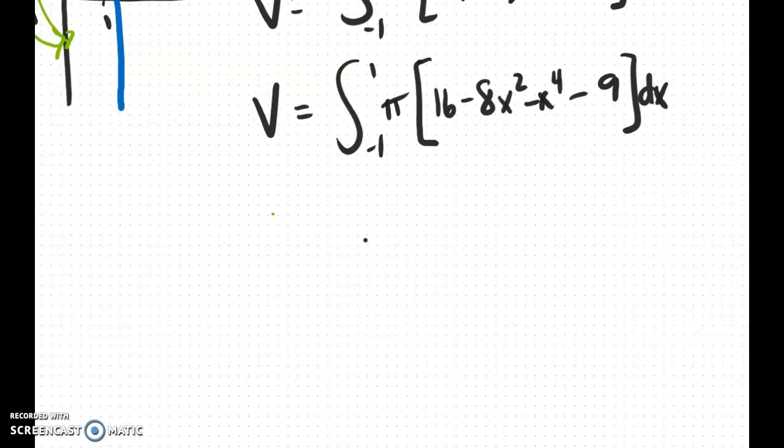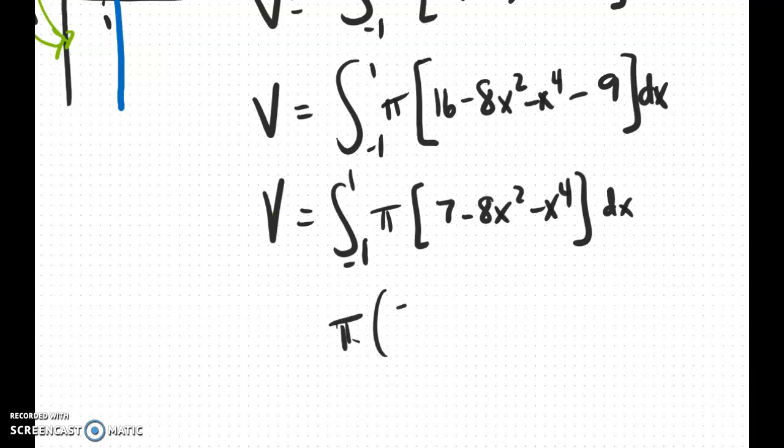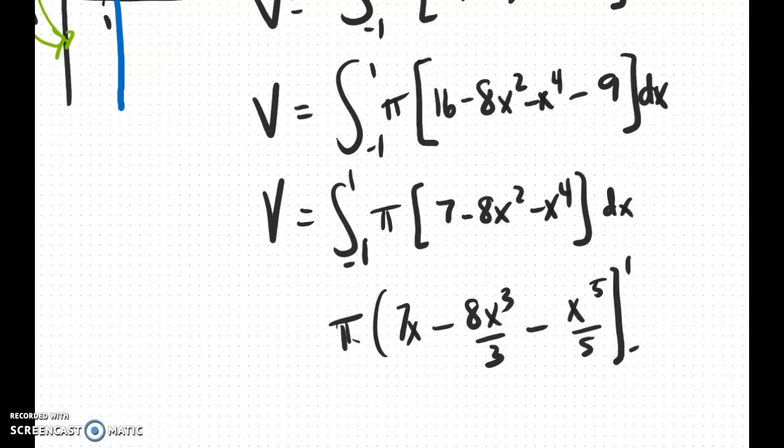Now let's continue. Let's clean this up a little bit before we integrate. So it's from -1 to 1, and then we've got 16 minus 9 is 7, minus 8x squared plus x to the 4th. And so I'm going to integrate this, and I'm going to get 7x minus 8x cubed over 3 plus x to the 5th over 5. And that's going to be from -1 to 1.